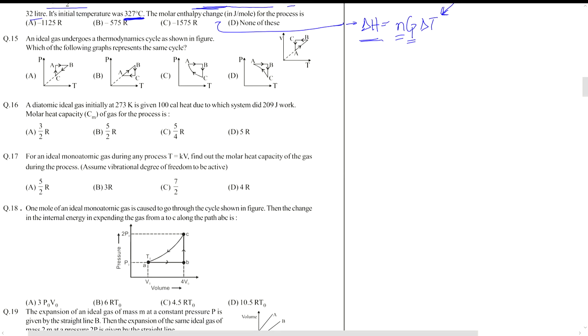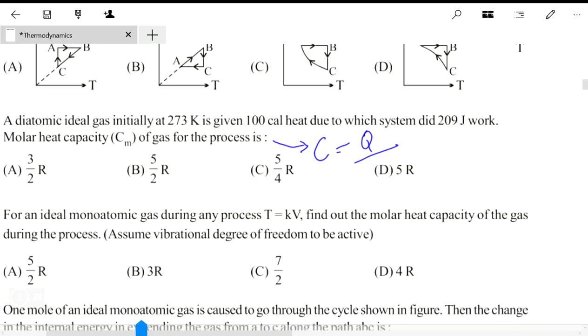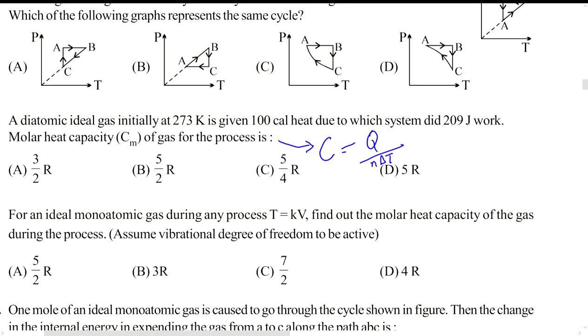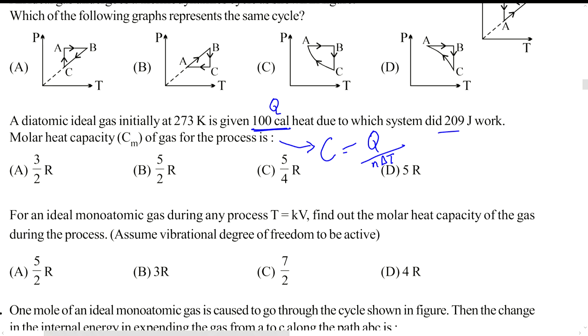Next question is question 16. The question asks for the molar heat capacity for the process. Molar heat capacity for any process, C molar, is written as Q by n delta T. Now delta T is not known. We have 100 calories of heat, so Q is given, and the work done W is given. So you can write delta U as Q plus W.